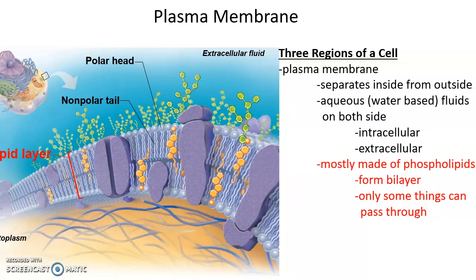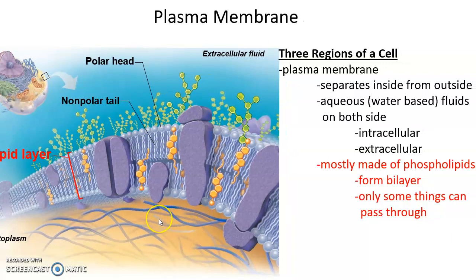And the phospholipid bilayer is important because it acts as a barrier. It allows only some things to pass through. So certain materials can cross the plasma membrane, other materials cannot.